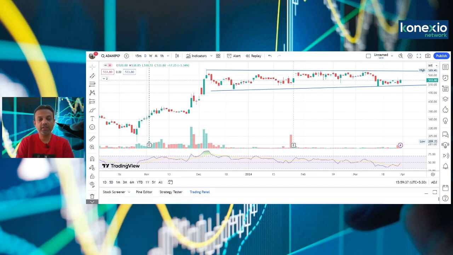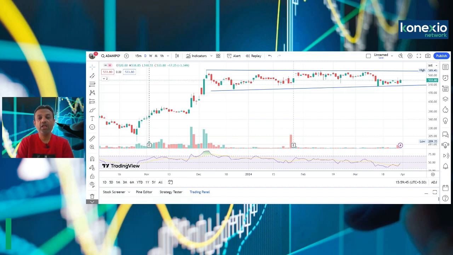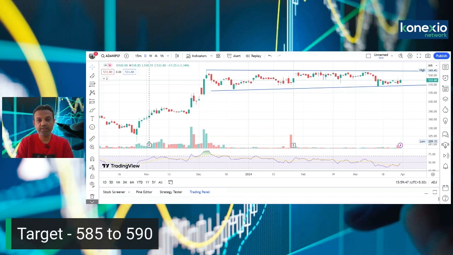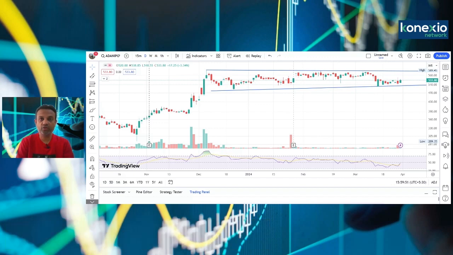So definitely the stock is looking strong at this juncture for an upside target of 590 in the short to medium term. So long-term investors, positional traders, swing traders can look to accumulate the stock in the range of 533 and on dips to 520 for an upside target of 590 in the short to medium term.